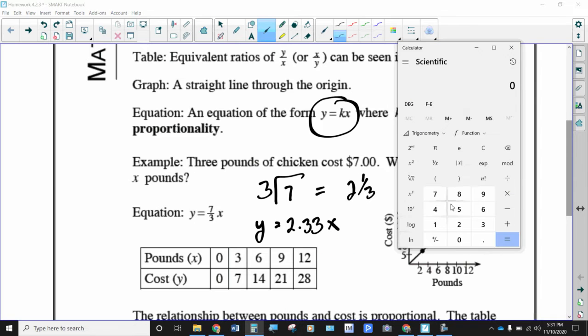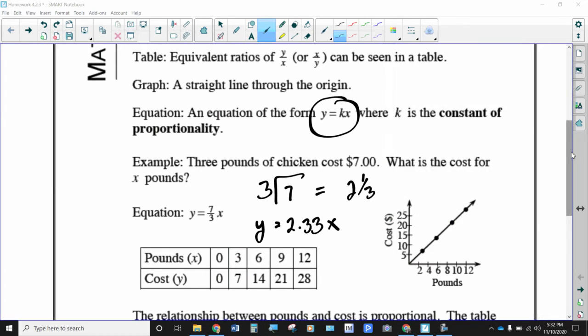Let's say if I multiply 9 times 2.3, and I'm going to do the repeating kind of an action there, not rounding it off. Let's see if we don't get the answer of 21, and yes, we do. So that is our unit rate. It's also the multiplier, whatever we multiply times x to give us y for an answer.